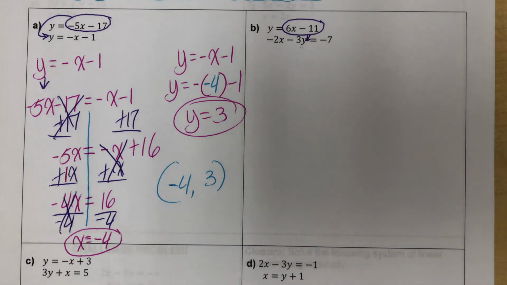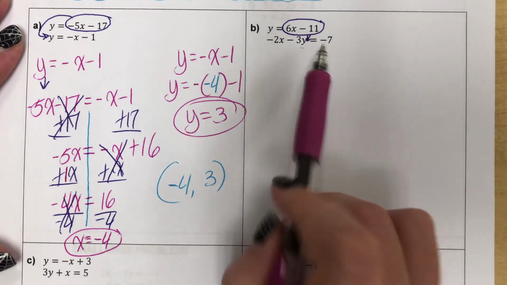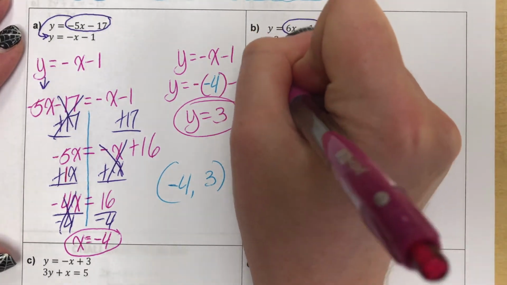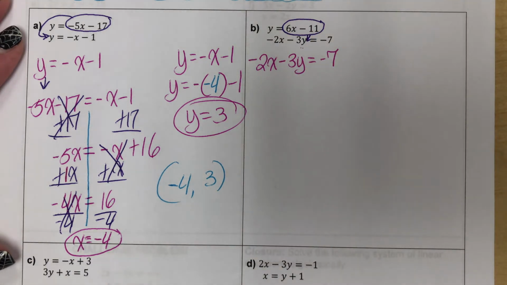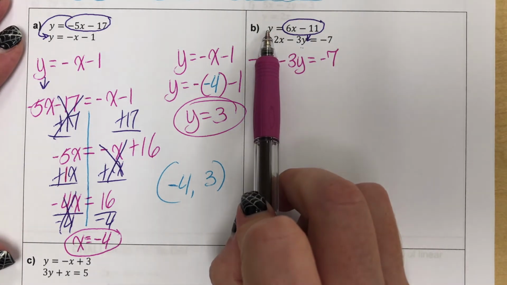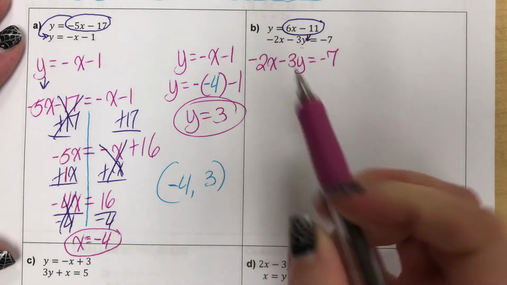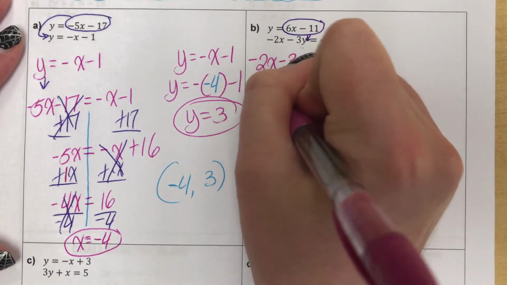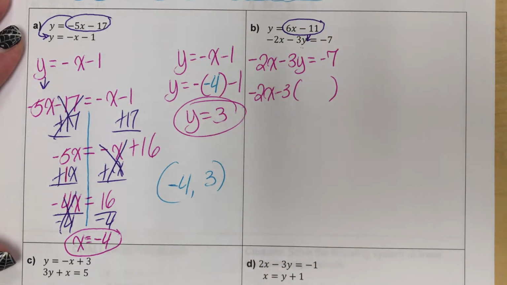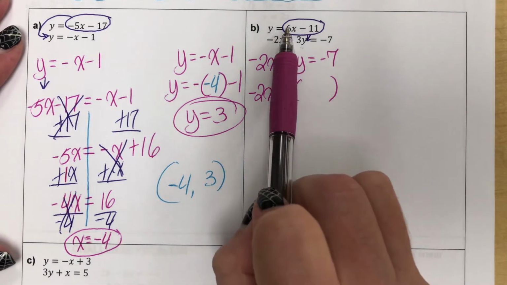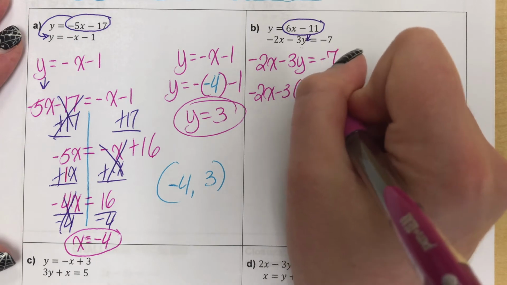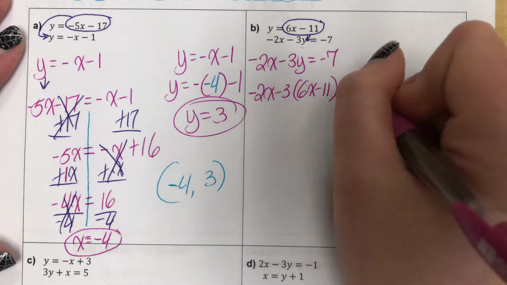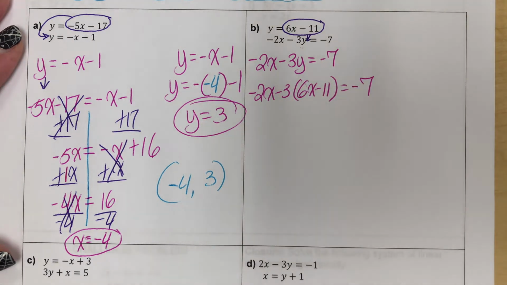I'm going to start off by rewriting my second equation. -2x minus 3y equals -7. Again, I'm plugging in y to my second equation. So wherever I see a y, I'm going to replace it with 6x minus 11. And then that's going to equal -7. And I'm good to go.